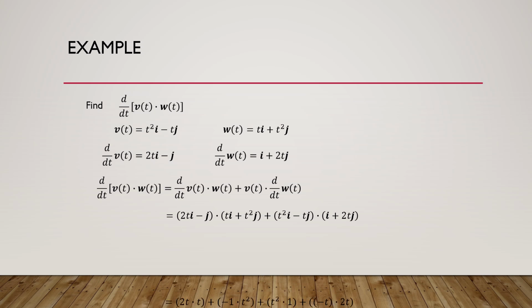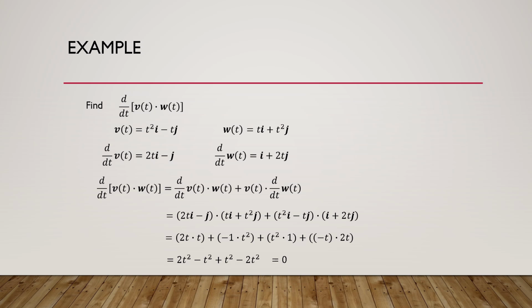Simplify to get 2t times t plus negative 1 times t squared plus t squared times 1 plus negative t times 2t. Simplify again to get 2t squared minus t squared plus t squared minus 2t squared. This equals 0.